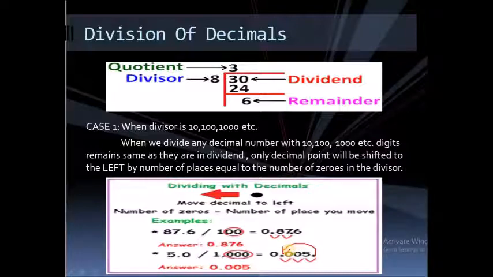Just remember, in case of multiplication we shift to the right. In case of division we shift to the left. Because in case of multiplication my product will always be greater, and in case of division my quotient will always be smaller than my dividend. Let's move on to our next case.